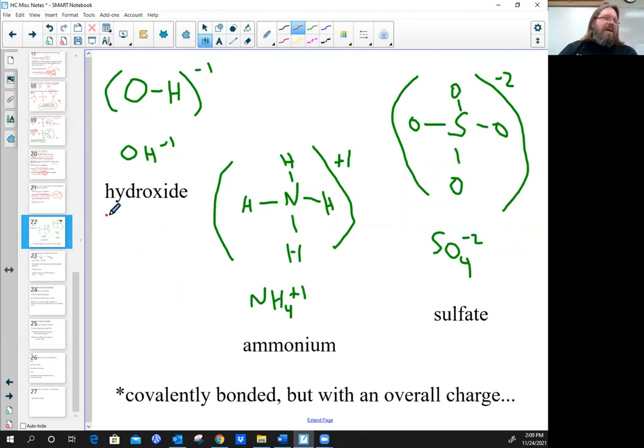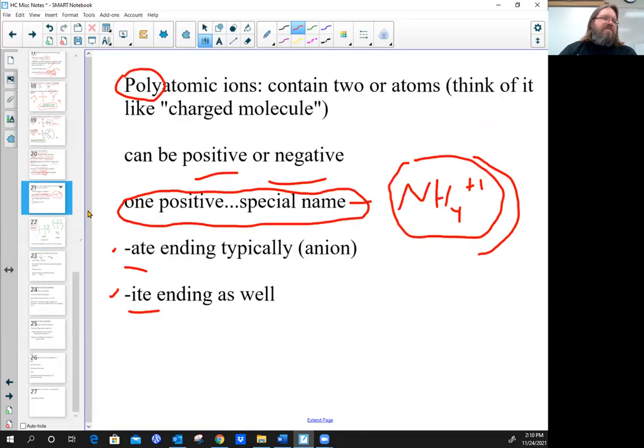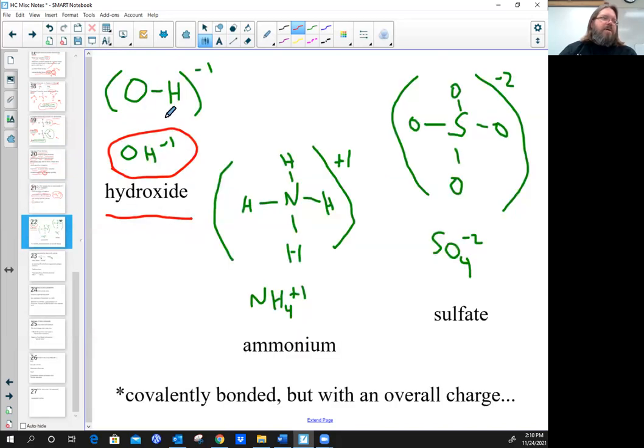Just to help you understand, hydroxide is a polyatomic ion. It's OH -1, okay? To give you an idea, remember I talked about thinking of these as really a charged molecule. So we've got an oxygen sharing electrons with hydrogen, but overall, within its collective structure, it has gained one extra electron to give it that -1 charge.